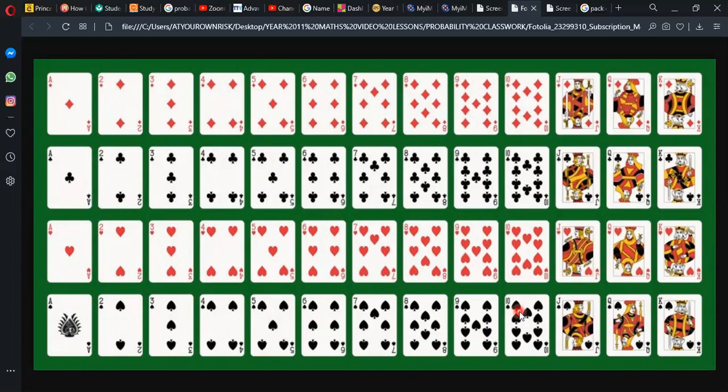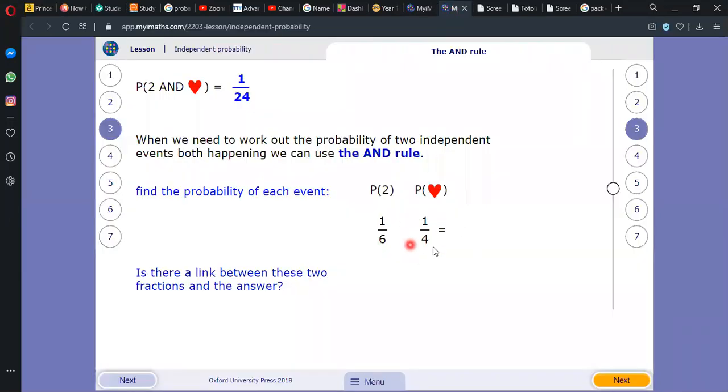So that means the probability of getting a heart will be 13, because there are 13 hearts, over 52, the total number of possible outcomes, which is the total number of cards in the pack of cards. Therefore, this 1 over 4 was arrived at by simply breaking down the probability, which is supposed to be, at the start, 13 divided by 52. But when you reduce it to its lowest, you get 1 over 4. So understand that, guys.